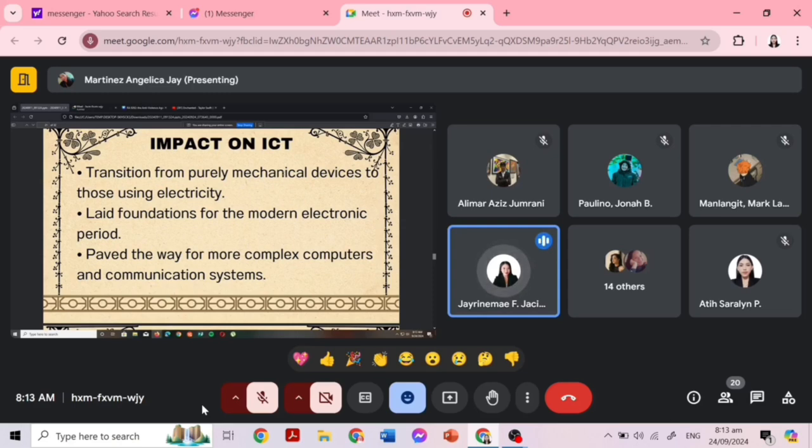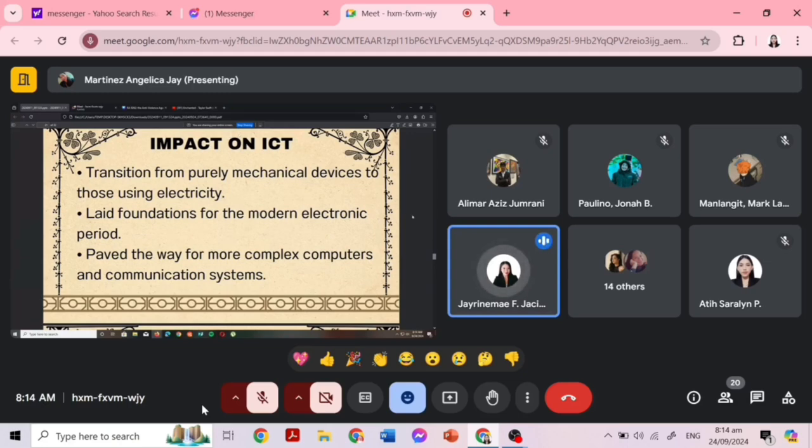The introduction of electricity helped create basic electronic systems which later led to the development of modern electronics like computers and smartphones. The last one, it paved the way for more complex computers and communication systems. By using electricity, technology became more advanced, allowing for the creation of more powerful computers and better communication tools like the internet and mobile phones.